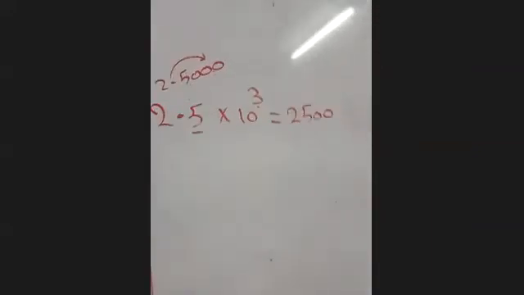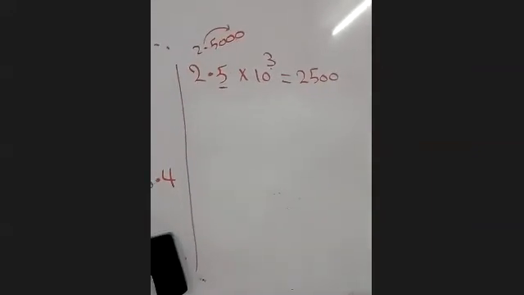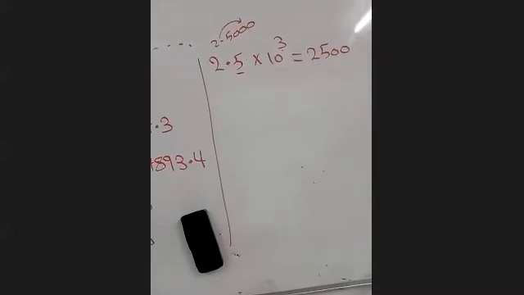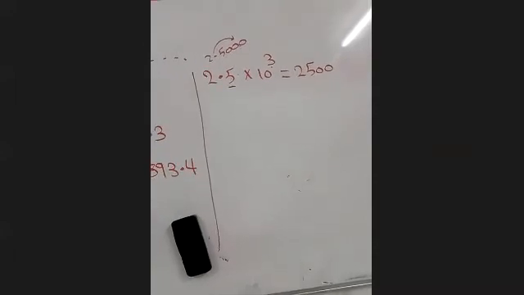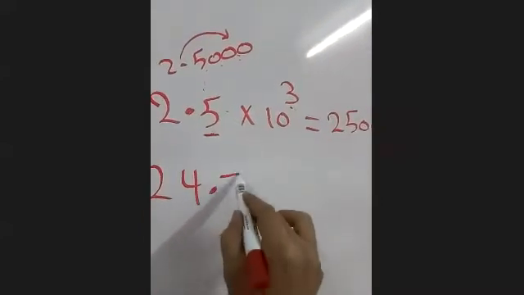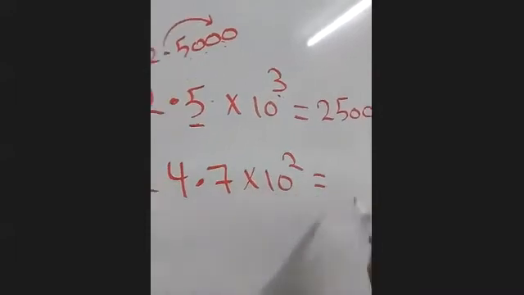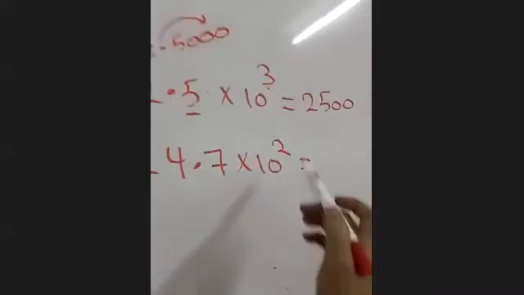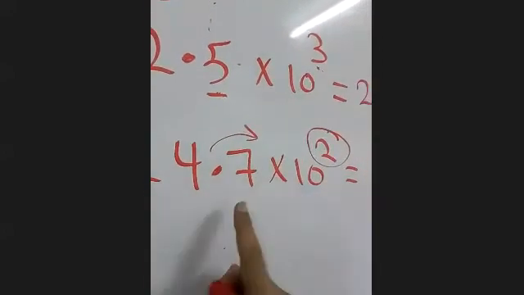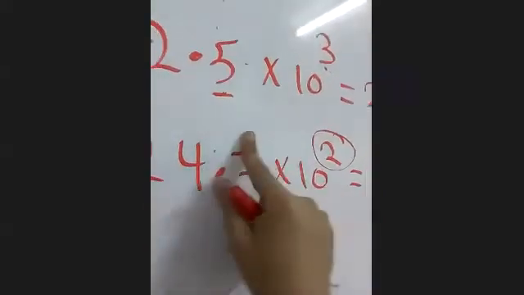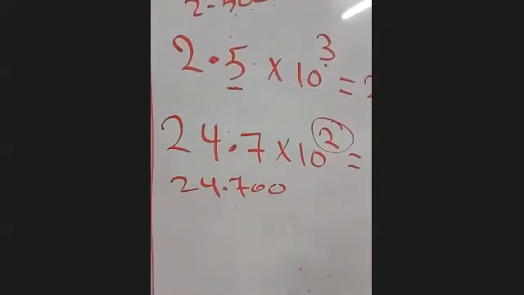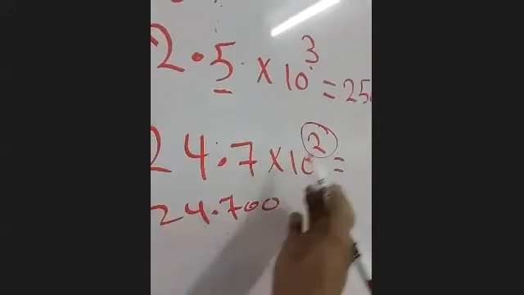Another example. For example, if we have 24.7 multiply 10 to the power of 2. Here the power is 2. How many digits do I need to push to the right? 2 digits. I only have 1 digit. What will I do? I will add zeros. Add zeros as much as you want. Now you can push the decimal 2 digits.